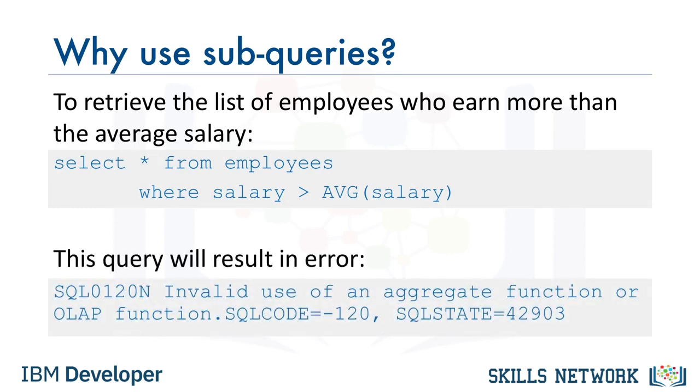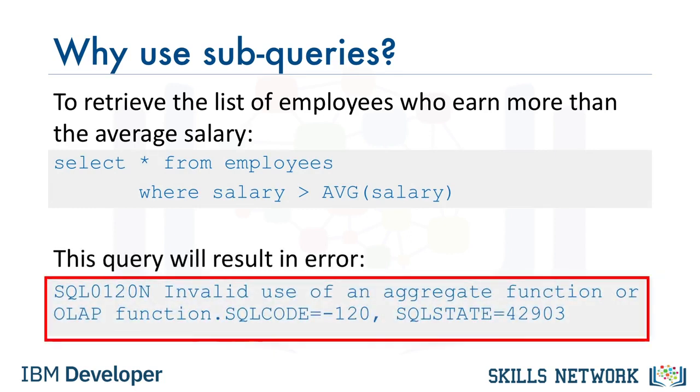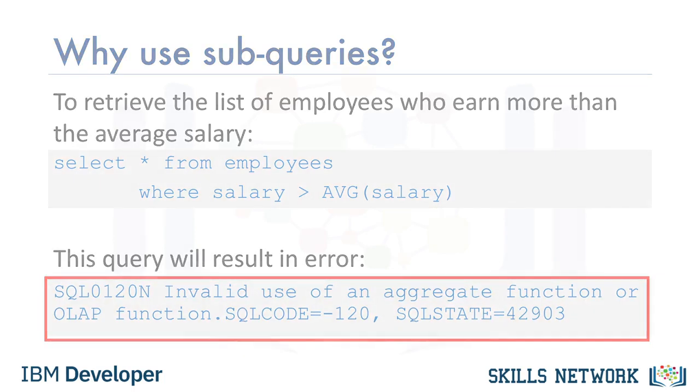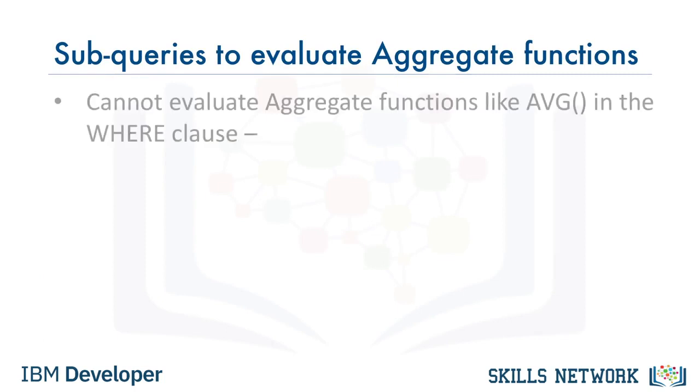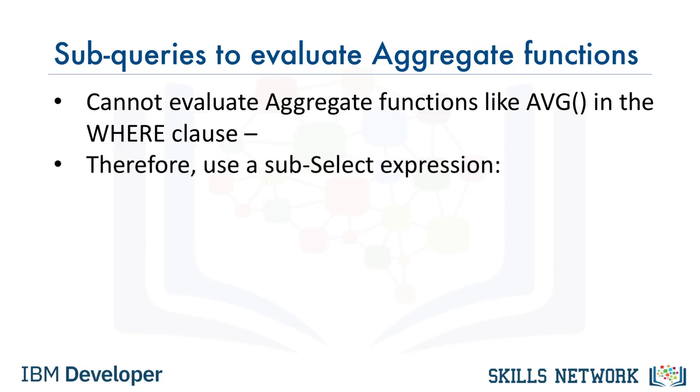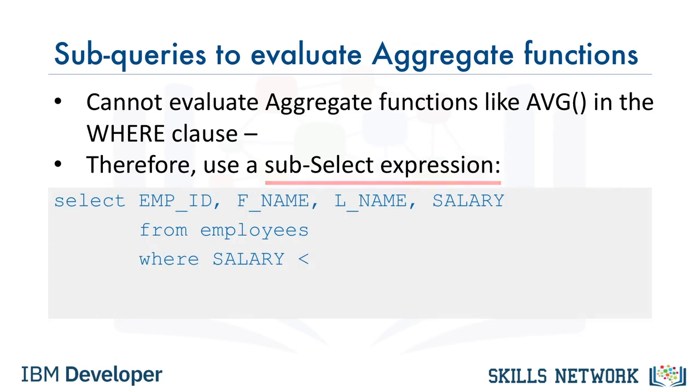However, running this query will result in an error like the one shown, indicating an invalid use of the aggregate function. One of the limitations of built-in aggregate functions, like the average function, is that they cannot always be evaluated in the where clause. So, to evaluate a function like average in the where clause, we can make use of a subselect expression, like the one shown here.